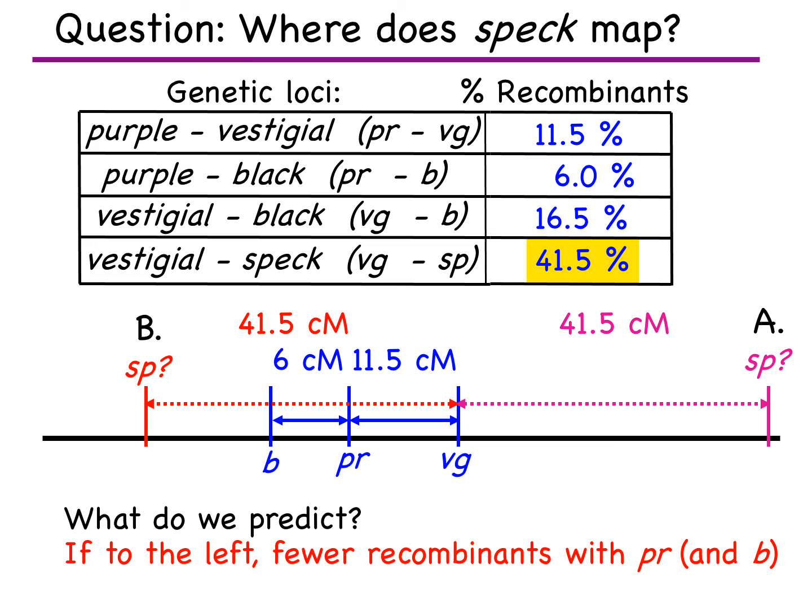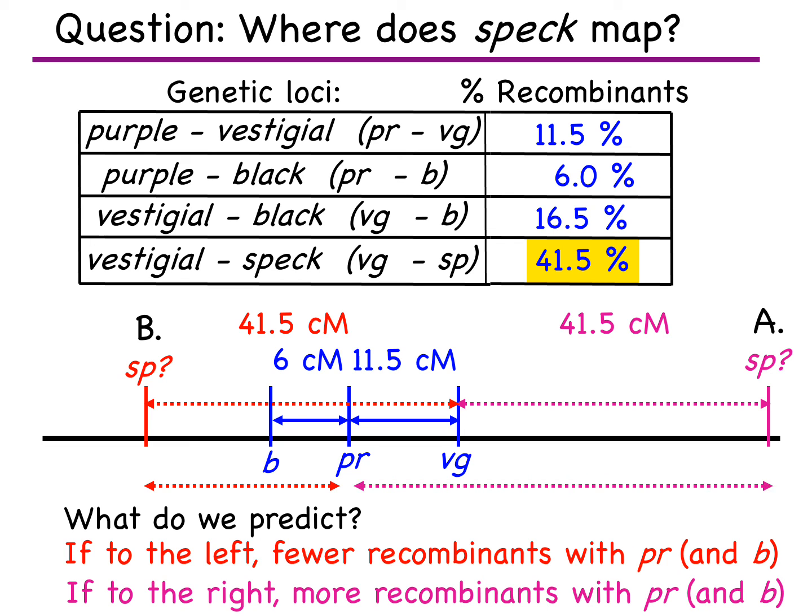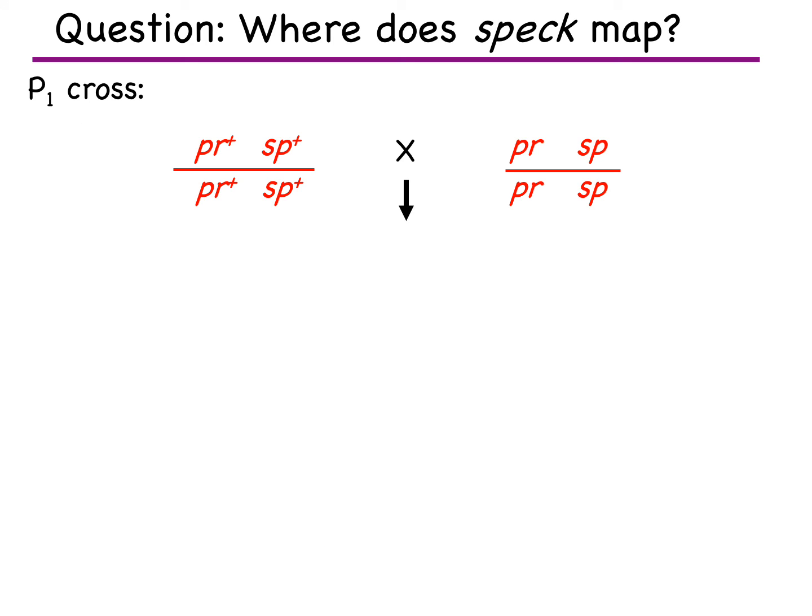So what would we expect, for example, if we did crosses of spec to one of the other mutations on here? If it's to the left, we'd expect to see fewer recombinants with both purple and black. If it's to the right, we'd expect to see more recombinants with purple and black. So let's go through and do one of these crosses then. We're going to look at the recombination frequency between purple and spec, and that'll help us figure out where to place spec on this genetic map.